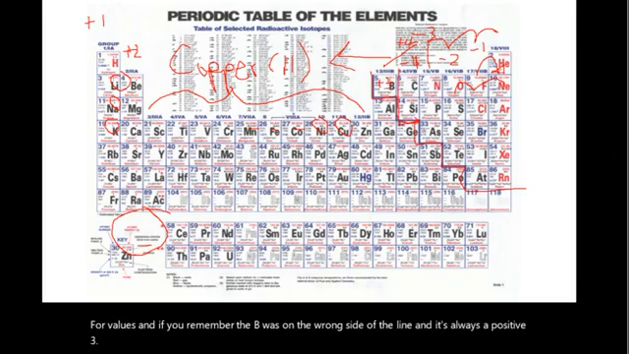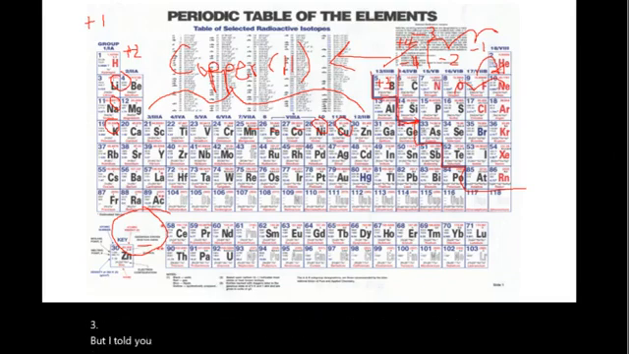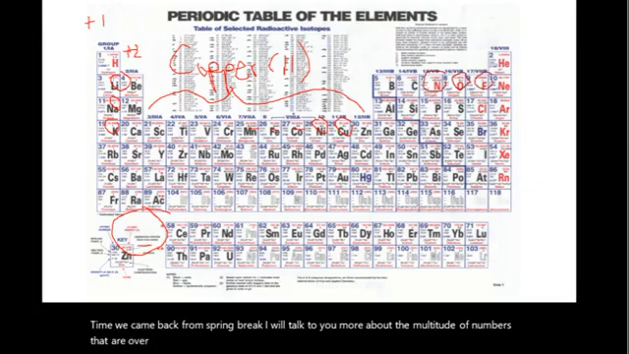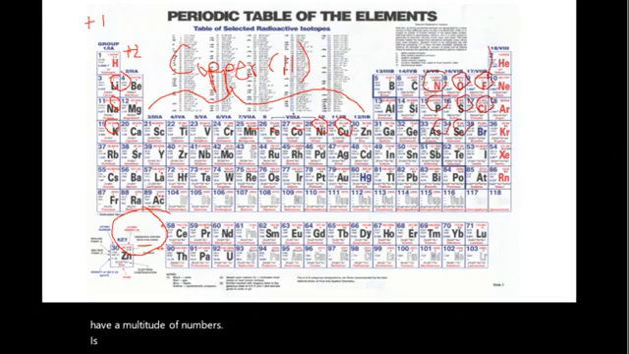But I told you that the time we came back from spring break, I would talk to you more about the multitude of numbers that are over here on these non-metallic elements. Now you'll notice the only one that doesn't have a multitude of numbers is fluorine. She's the only one that just has one number, a -1.